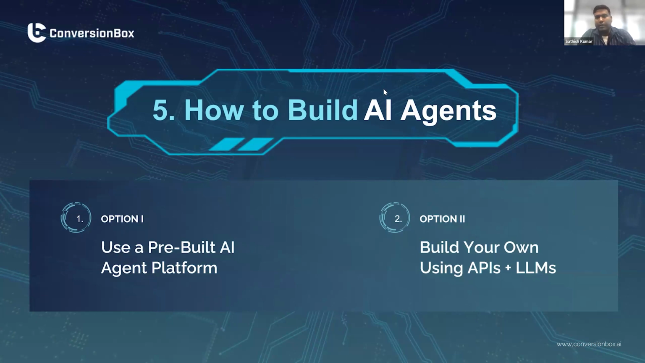So how to build AI agents? There are two options you can do. One is you can build it using existing pre-built AI agent platforms, or you can build your own LLMs and your own API engines. So you can do that.